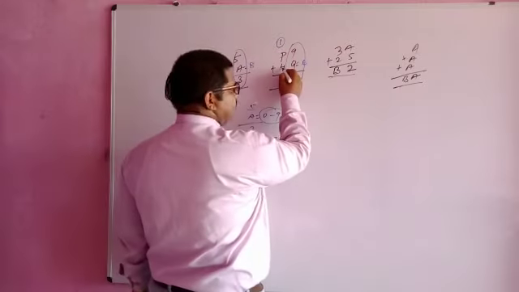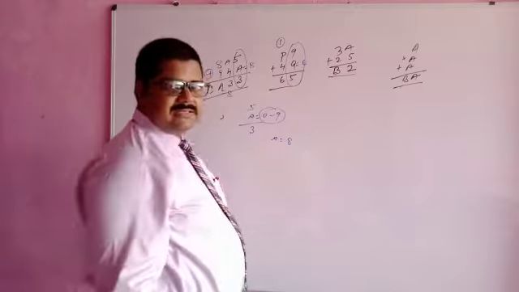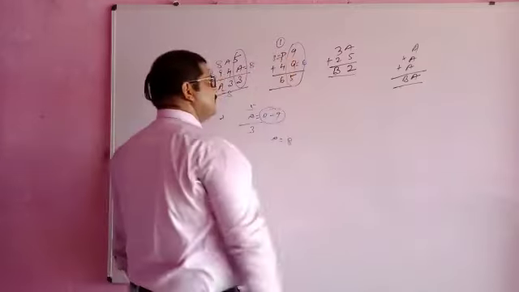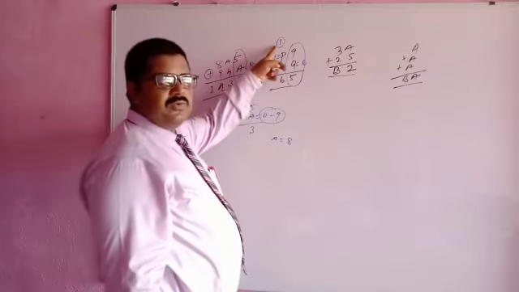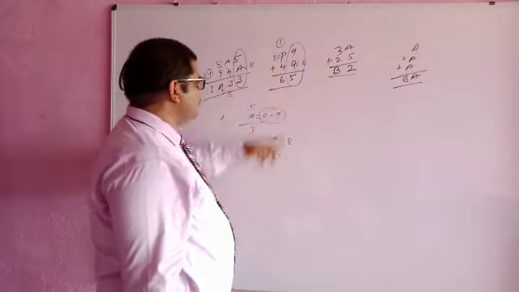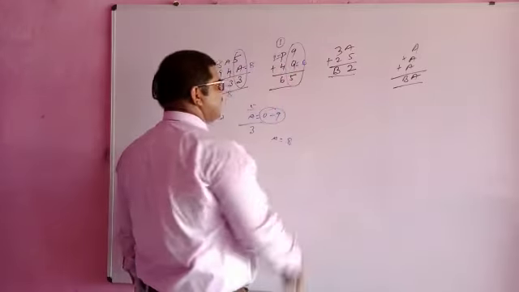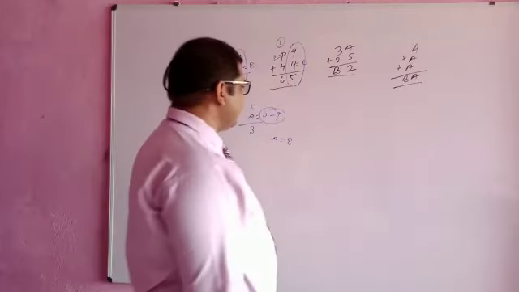1 plus 4 is 5, and 5 plus P is equal to 6. It means the value of P is equal to 1. So 1 plus 4 plus 1 carry is equal to 6. So actually Q is equal to 6 and P is equal to 1 in the second case.